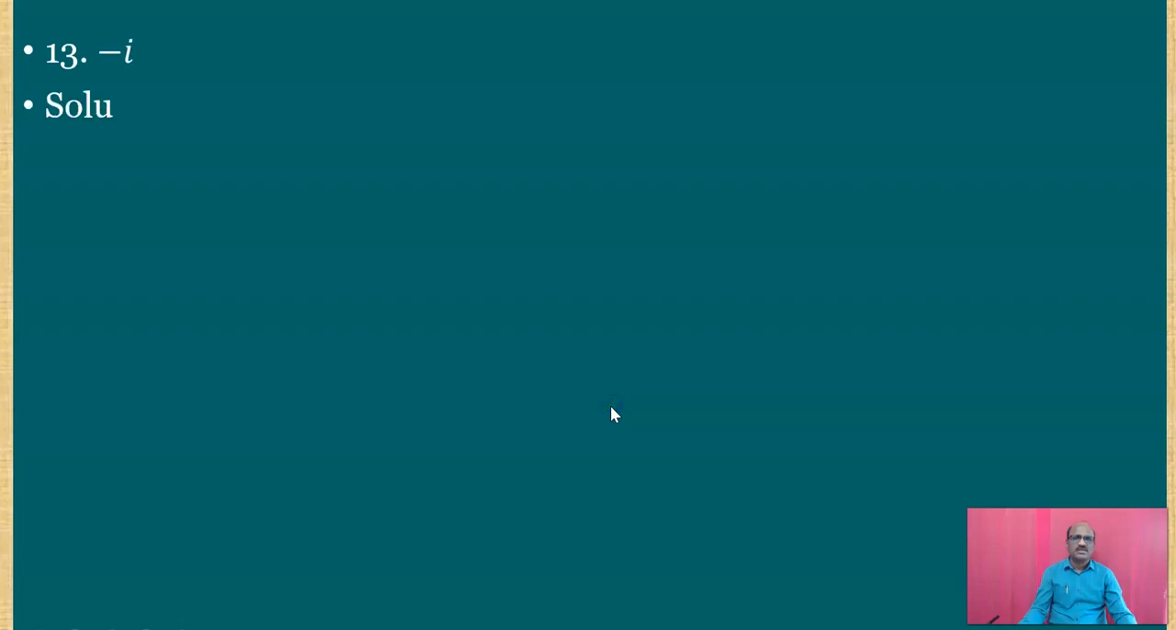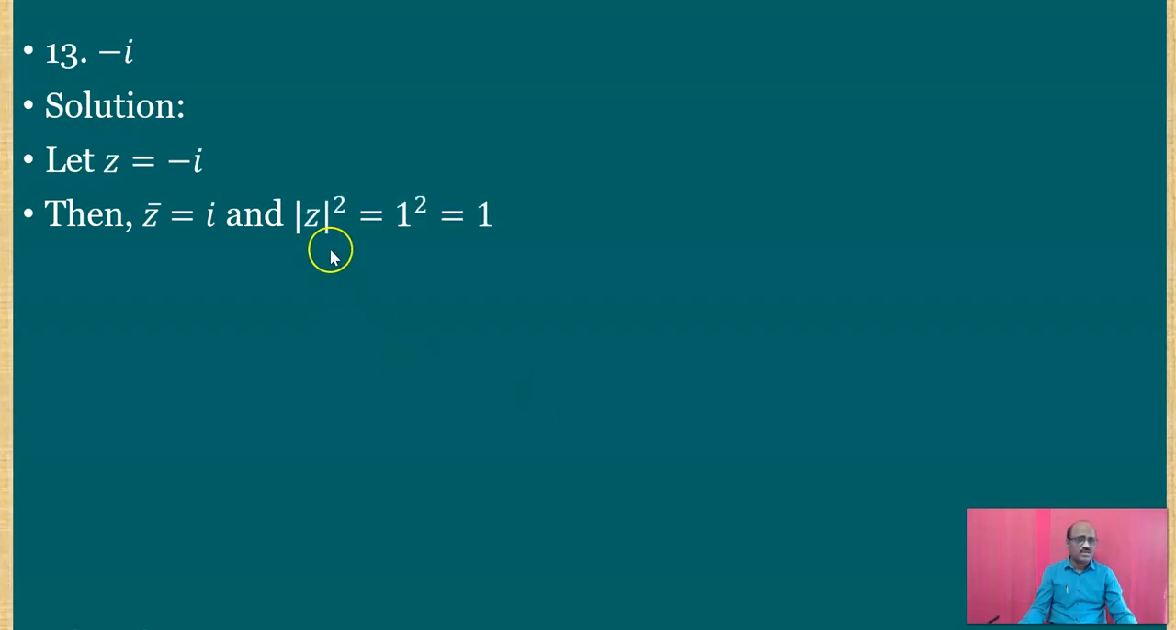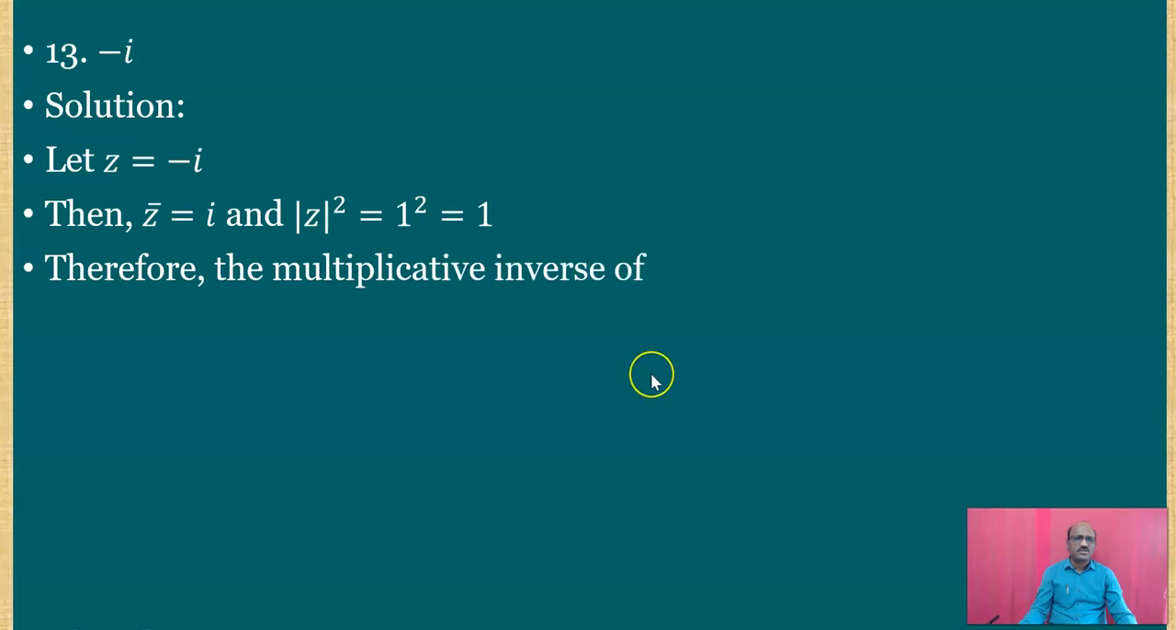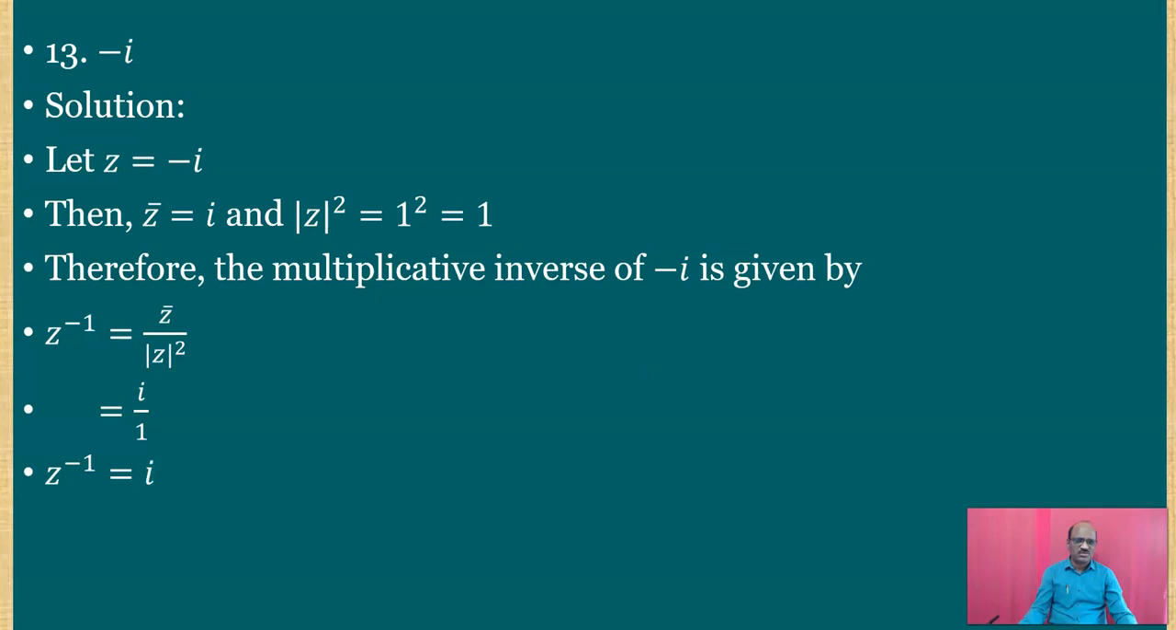Next, minus i. Let z be equal to minus i, then z bar is equal to i, mod of z square is equal to 1 square, that is equal to 1. But minus i square is again 1, and it's a square. Therefore, the multiplicative inverse of minus i is given by z raised to minus 1 is equal to z bar upon mod of z square, i upon 1, that is z raised to minus 1 is equal to i.